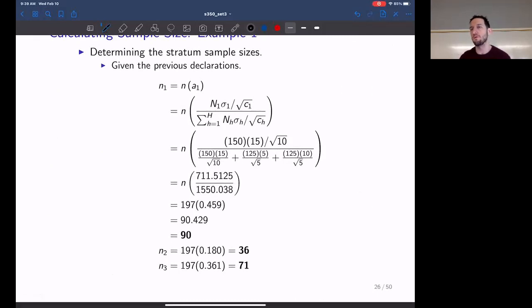You're just allocating observations based off of the actual stratified weight, if you will. So based off of the w_h. Right.